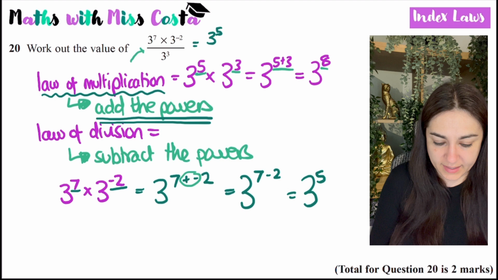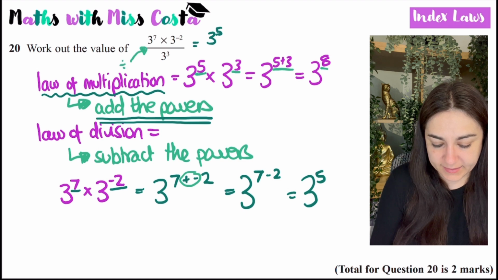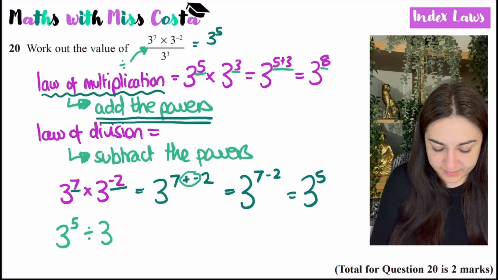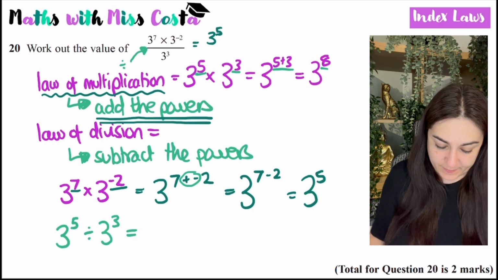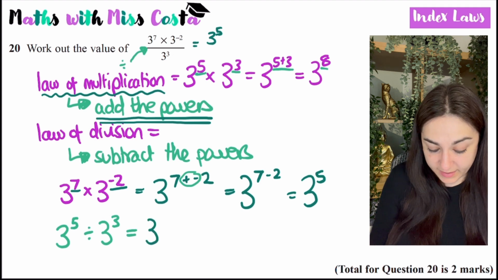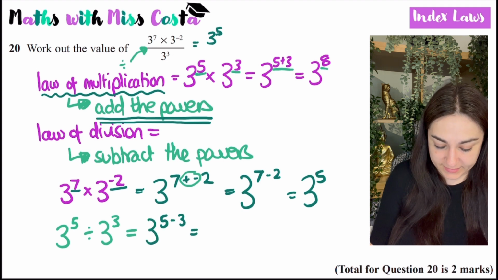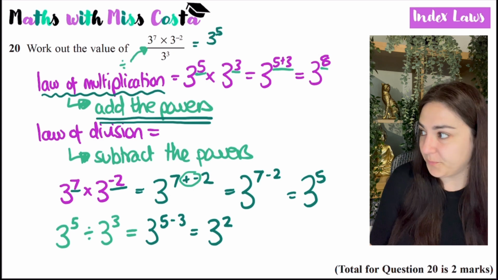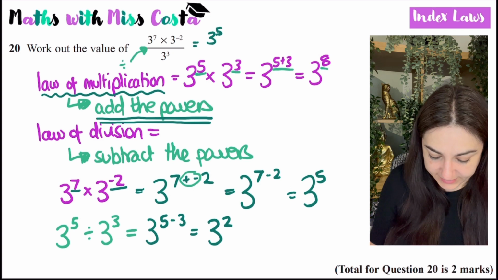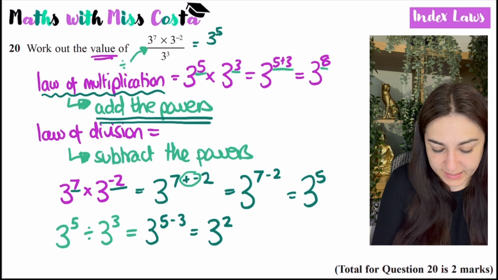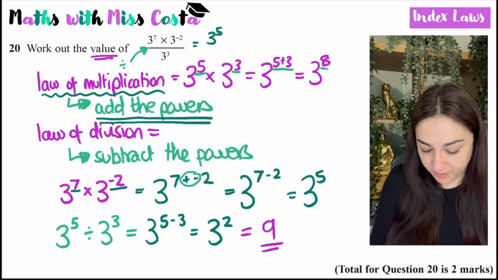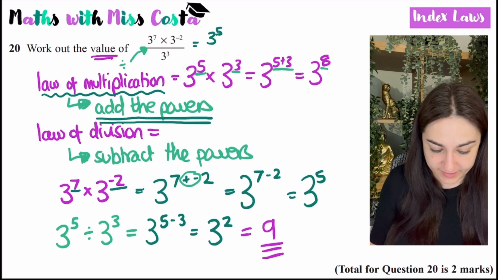Now, the next part is that this line here is a fraction, which means it's a division. So you're essentially saying you've got 3 to the power of 5 divided by 3 to the power of 3. And what do we do when we divide? We subtract the powers, so that would be 5 take away 3, and 5 take away 3 is 2. So you would get 3 squared, and it says work out the value. So the value means work out the actual number. So 3 squared is 9.